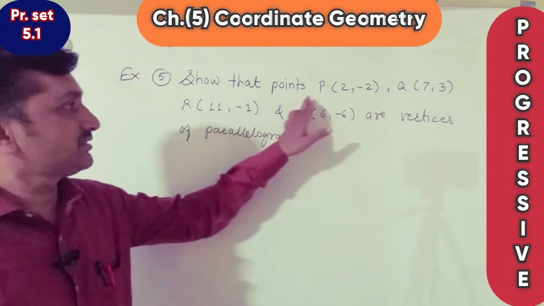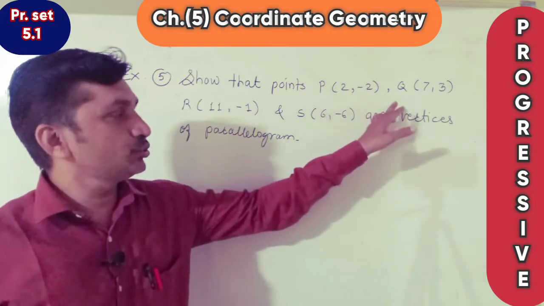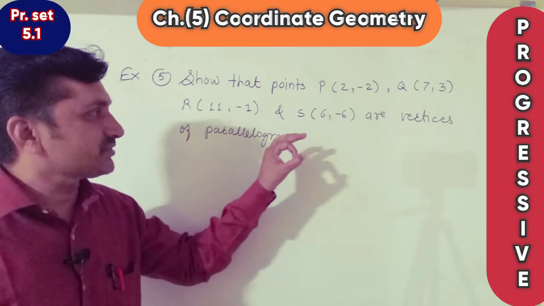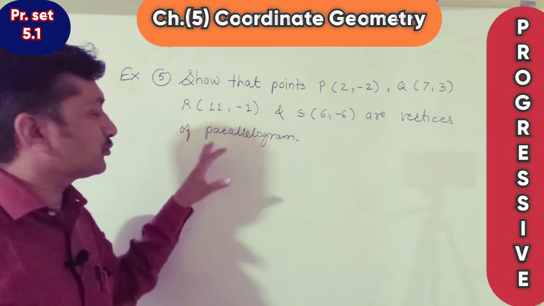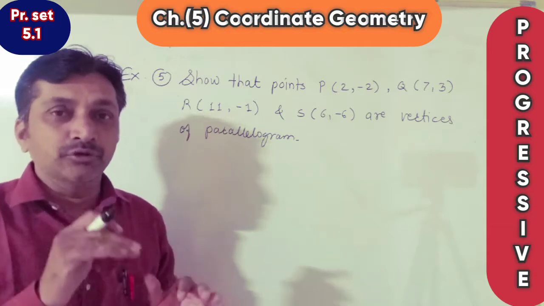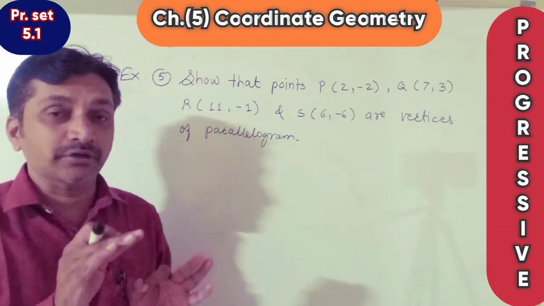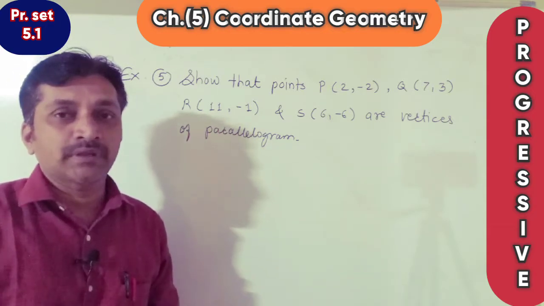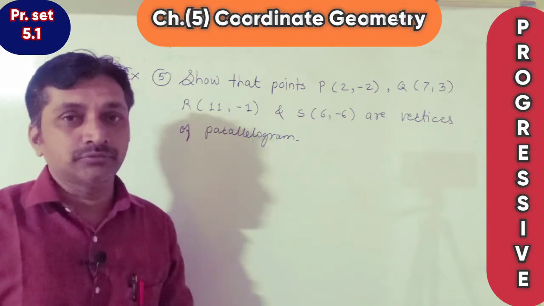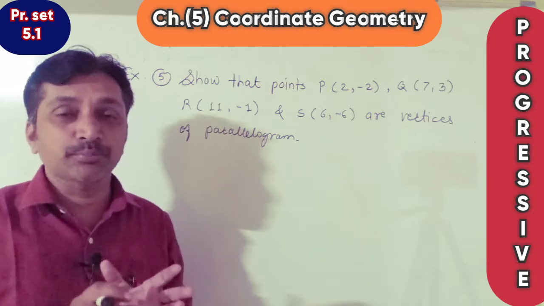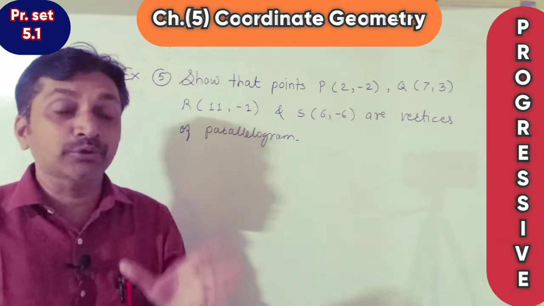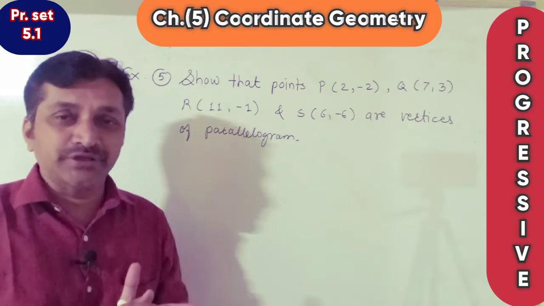Show that points P(2, -2), Q(7, 3), R(11, -1) and S(6, -6) are vertices of a parallelogram. In this example, we have to follow the condition of a parallelogram. What is the property about the sides of a parallelogram? The property is that opposite sides of a parallelogram are congruent.